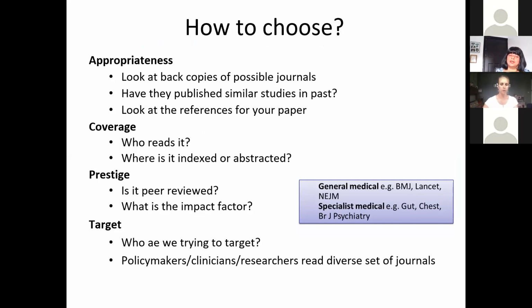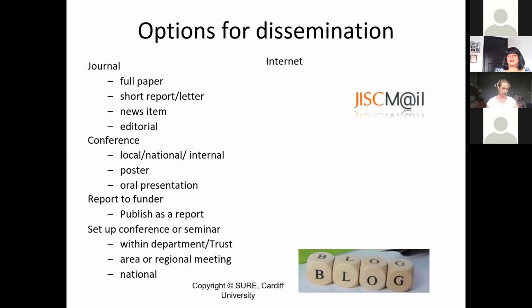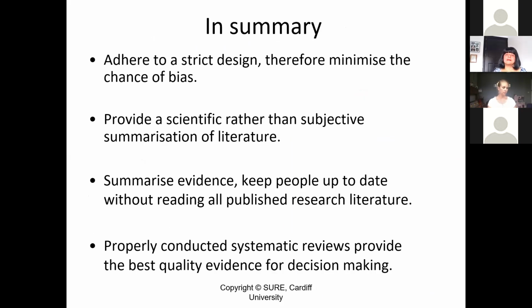This slide will give you help on how to choose which journals to publish in. But there are also lots of other ways for dissemination. You can write blogs about your review. You can use the internet. You can use social media such as Facebook, Twitter, and so on to disseminate your findings.